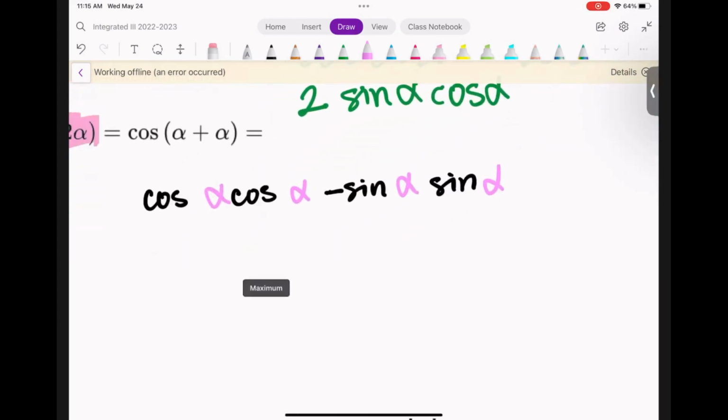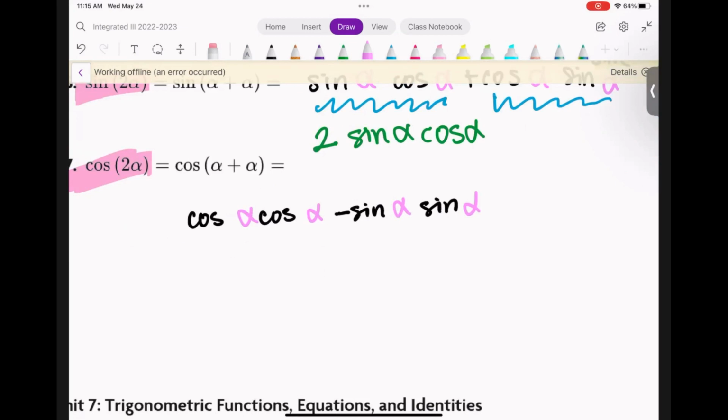Does anybody see anything that we could do? Yeah, you can simplify. So cosine times cosine is cosine squared. Does everybody agree with me on that? Minus sine squared.